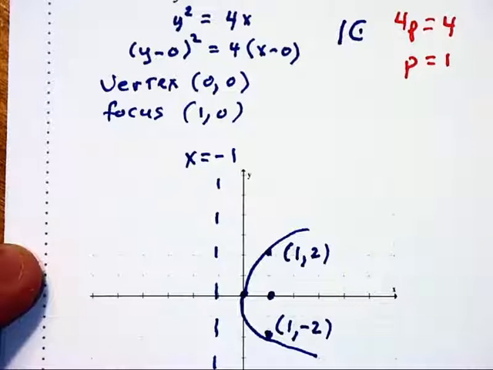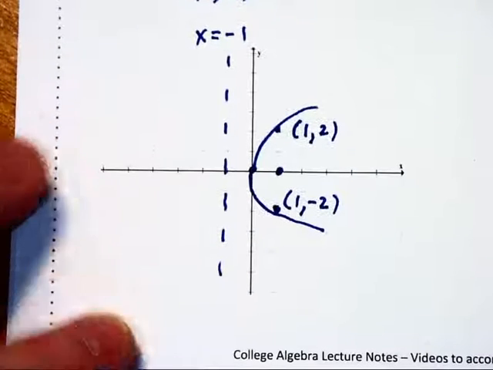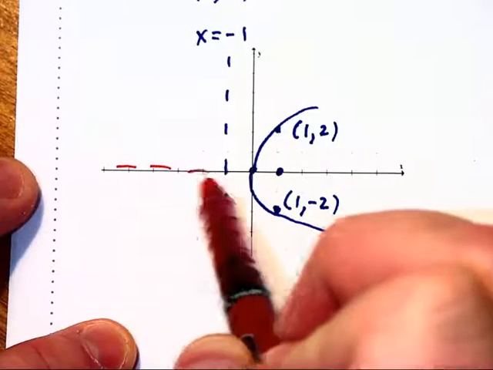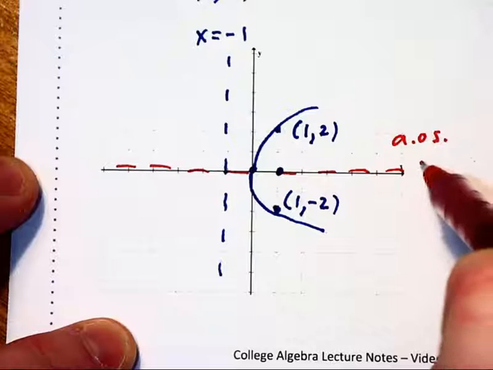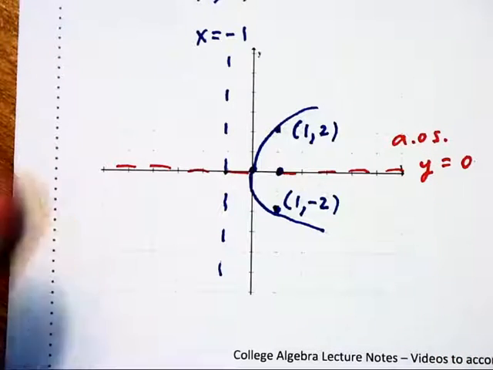And the last thing we need to identify here is the axis of symmetry, which is the x-axis, also known as y equals 0.